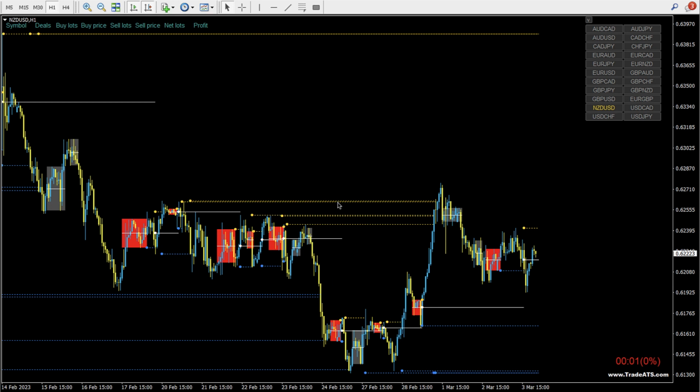Like these yellow lines are the liquidity lines. You can see where the market has the liquidity from previous trading sessions. And the market will always move from liquidity line to liquidity line or reverse to another liquidity line. So the market is always moving between liquidity lines.